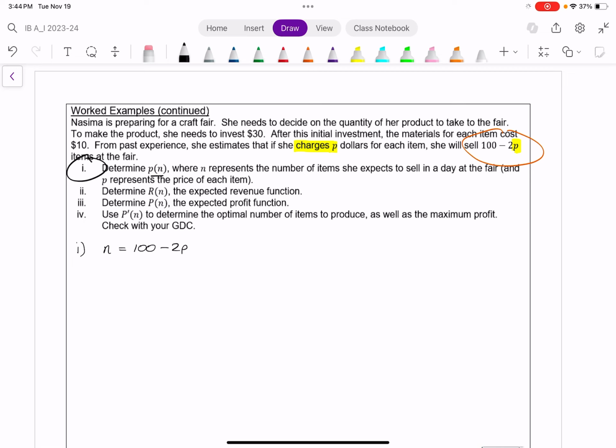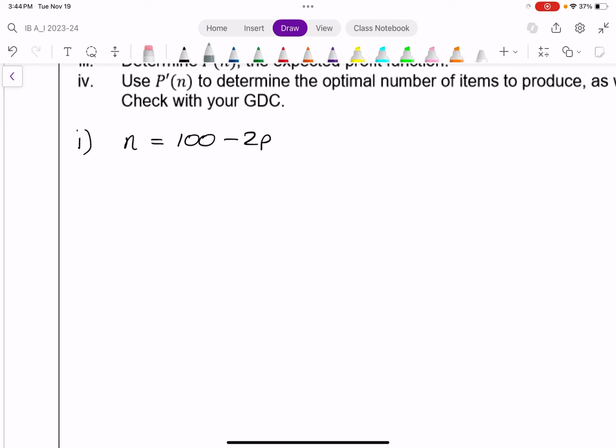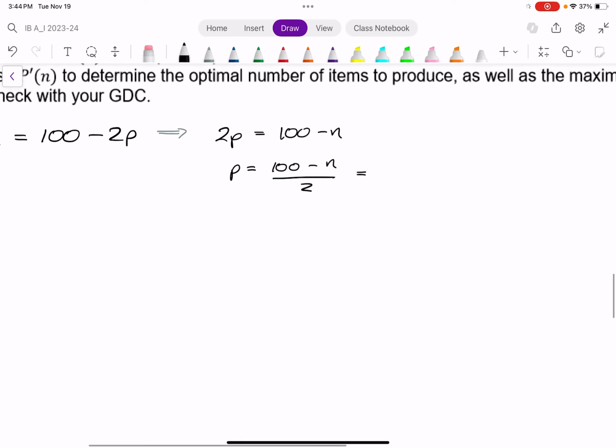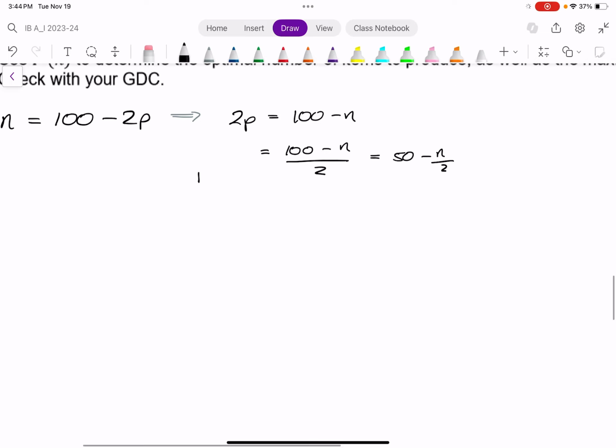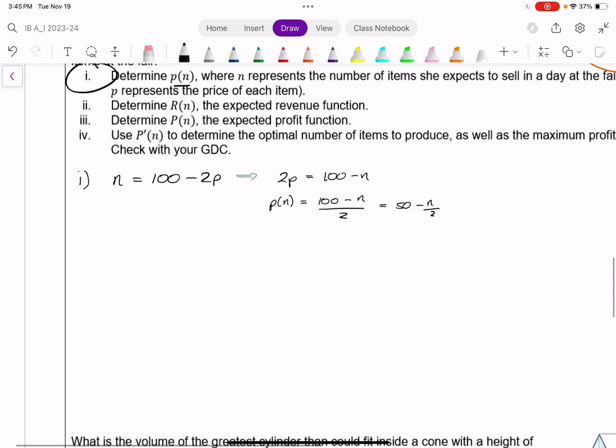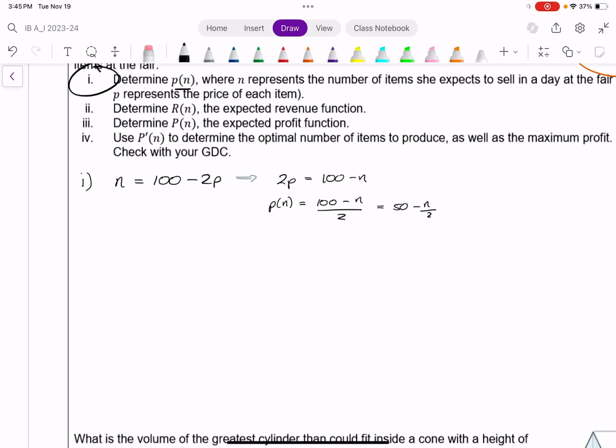For part 1, I want the other way around. I want P of N. I want to basically find the inverse of this. I want to solve for P. So I need to take this equation and solve for P, which pretty quickly gives 2P equals 100 minus N, or P equals (100 minus N) over 2. I'm going to write this in two terms, dividing each by 2, so I get 50 minus N over 2. So this is P as a function of N. I'll write it in function notation. There's the first part done. If I know the number of items, this is the price that we should sell them at.